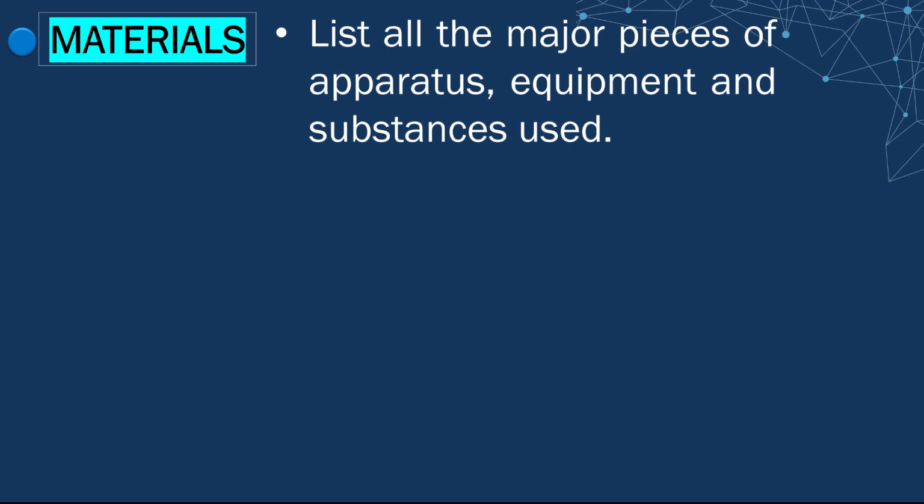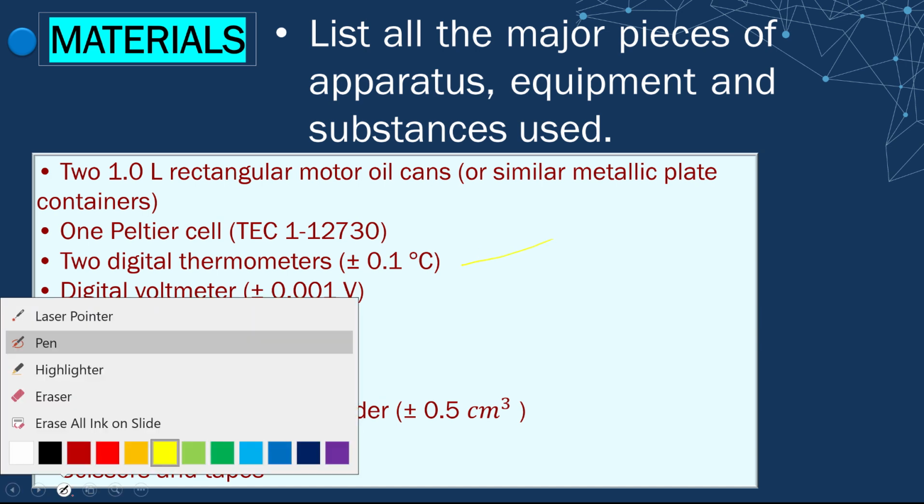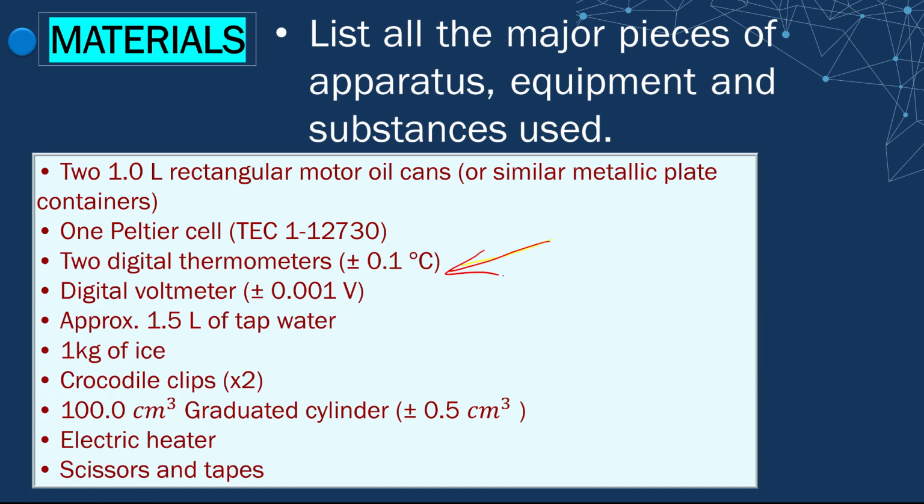Materials. List all the major pieces of apparatus, equipment, and substances used. This is an example here. Two 1 liter rectangular motor oil cans or similar metallic plate containers, one Peltier cell, two digital thermometers, and you see my student has also mentioned every detail of them, which brand or which code of this Peltier cell was used.